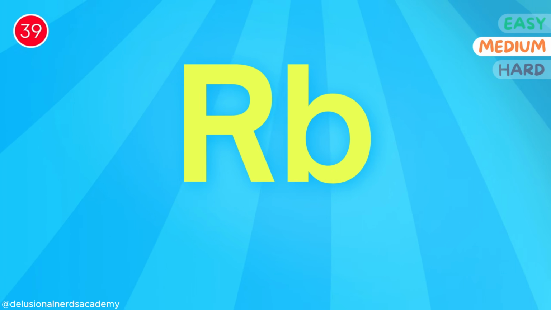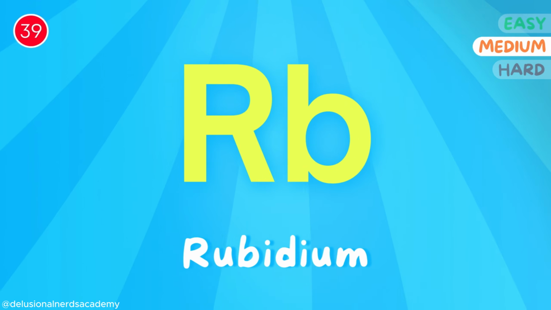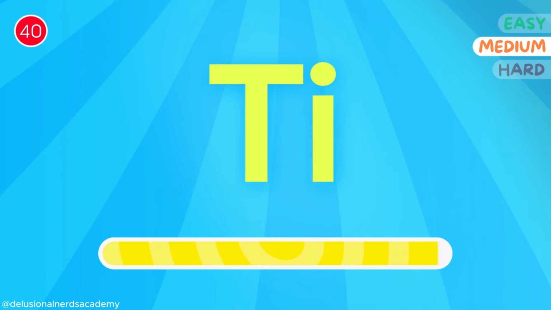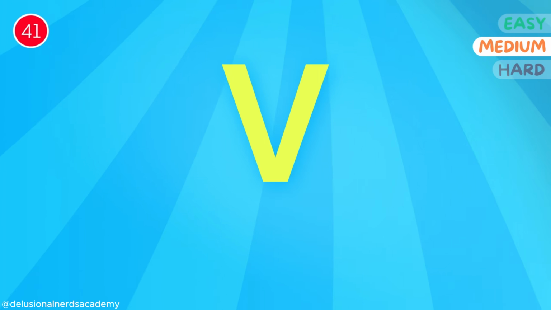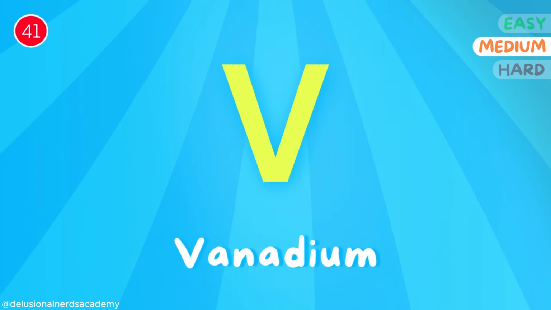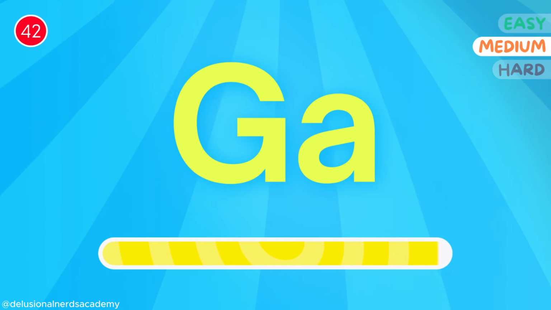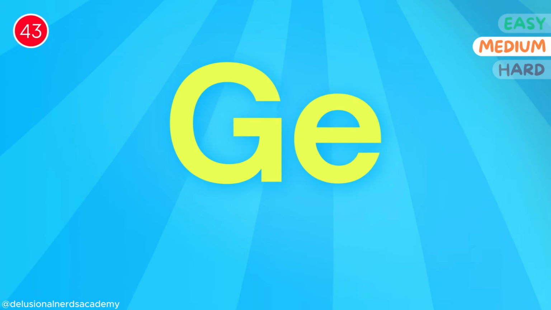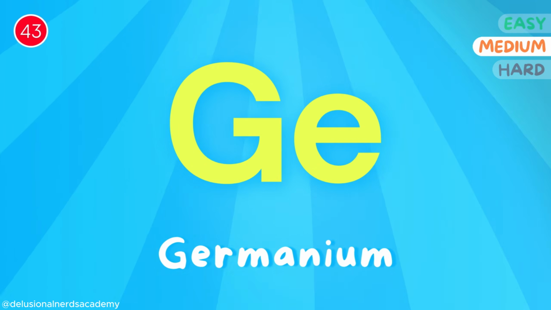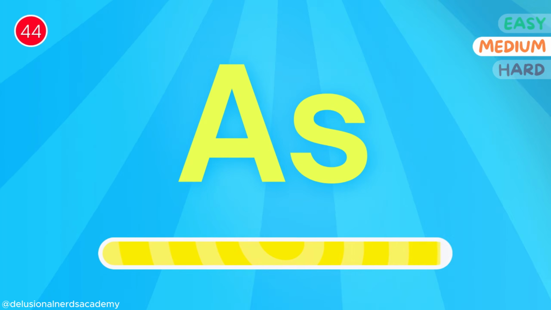Cesium. Rubidium. What element is it? Titanium. Can you name this element? Vanadium. Gallium. Germanium. What element is it? Arsenic.